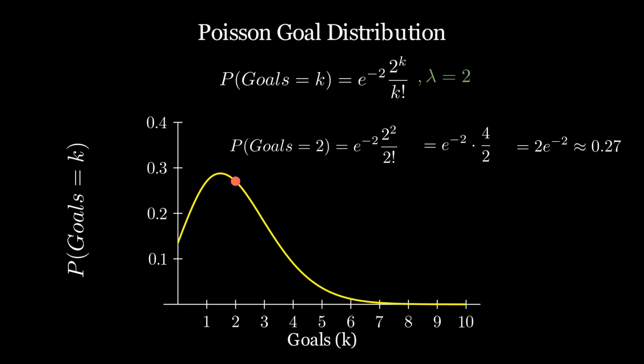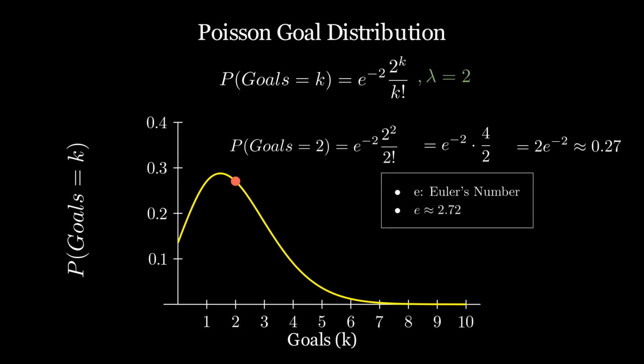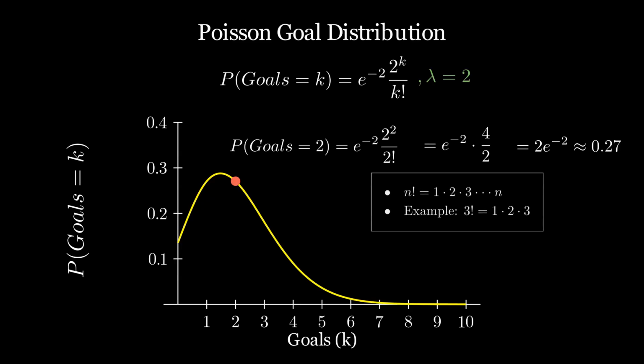As a note, in these formulas, that letter E is actually not a letter, it's Euler's number. And it's similar to pi, where we use a symbol to represent it because it has an infinite amount of decimal places, but it's about 2.72. And that exclamation point is called a factorial, and it's just the product of all the counting numbers leading up to the number in the factorial. So for example, 3 factorial is 1 times 2 times 3.